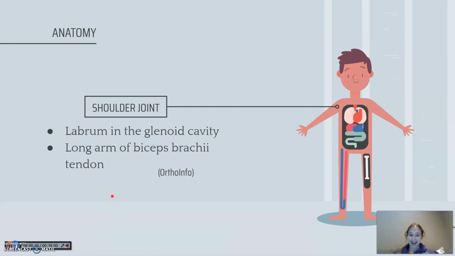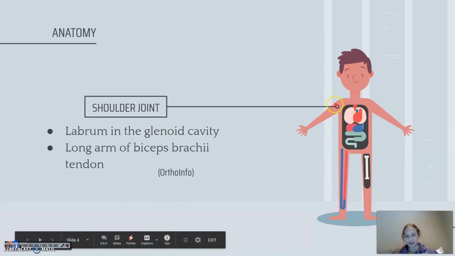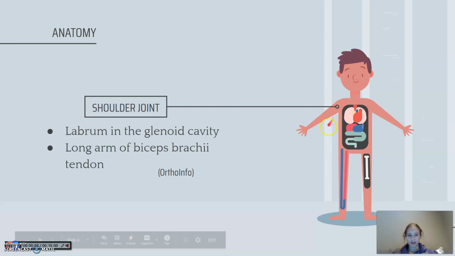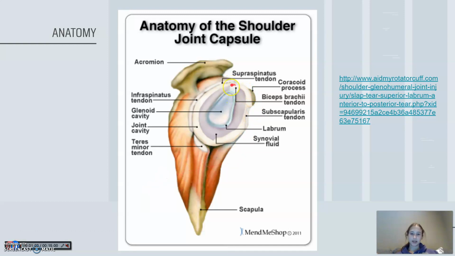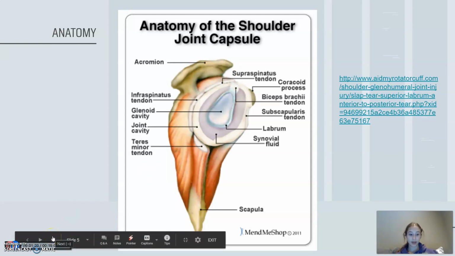And that brings us into the anatomy. It affects the labrum in the glenoid cavity, and the long arm of the biceps brachii tendon can also be a secondary anatomy for it. The long arm is the one that goes like this, and the short arm is the one that goes like this. Here's a really good picture to show it. Here is the long arm of the biceps brachii tendon. Here's the labrum right here, and you can see that it attaches right above the labrum, the superior part of the labrum, which will be important for later.